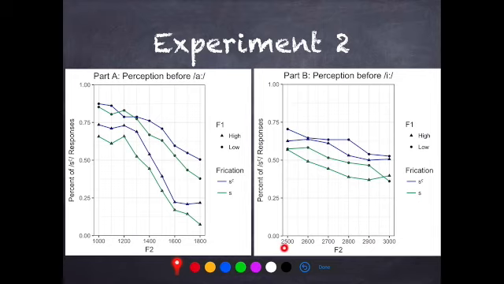Generally, lower F2 values were more likely to be identified as emphatic than higher F2 values, and there was an effect of frication as well, where items with emphatic frication were more likely to be identified as emphatic than items with plain frication.